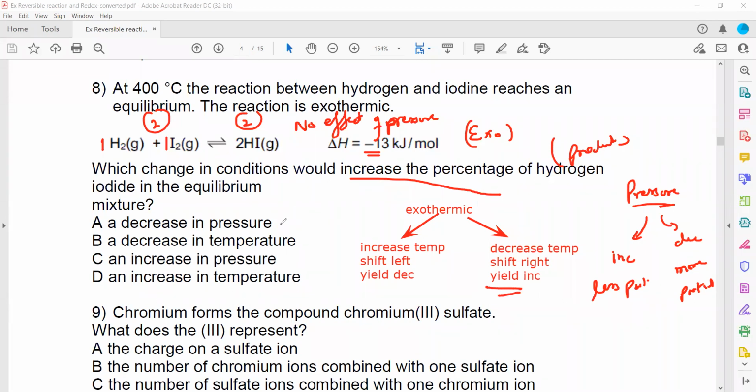So pressure won't affect. So A cannot be an answer, or C cannot be an answer. We are left with B and D. So why do we select B? Because the reaction is exothermic and exothermic reactions prefer low temperature for a higher yield or greater amount of product. Is it clear? Question 8.